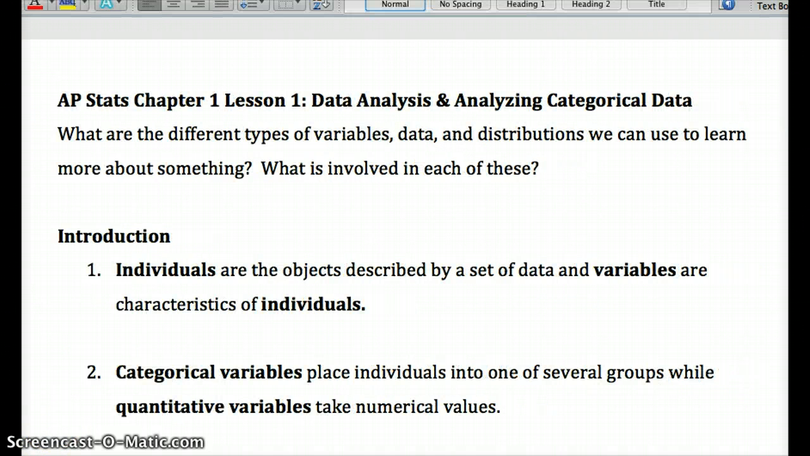So we're looking at data, and this is real basic. We start with chapter 1. So individuals: objects described by a set of data. Variables are characteristics that may vary. So individuals may be described by variables like age, gender, favorite type of music. Categorical variables describe categories, not numbers, while quantitative variables are quantities or numbers. So keep in mind as we go what the different types of variables, data, and distributions we can use to learn more about something are, what's involved with each of these, and how you might be able to use these strategies when putting together work for your project.